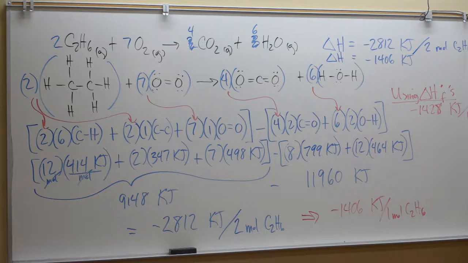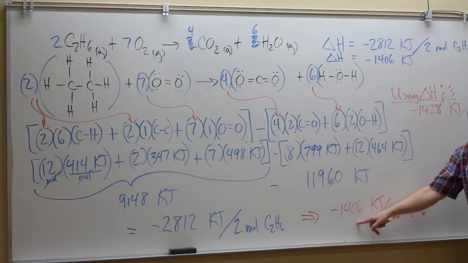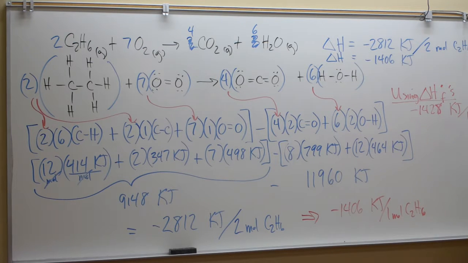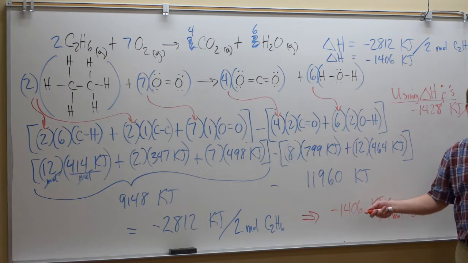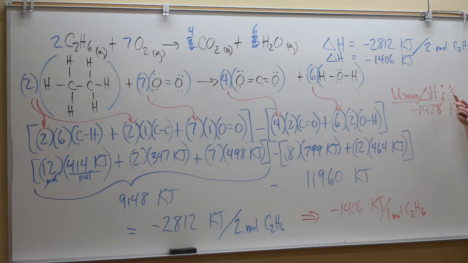Why would you ever want to use bond energies then? If this is less accurate, why would you ever use it? Well, because sometimes the heats of formation just haven't been measured for certain compounds. And so sometimes you have to estimate what an enthalpy would be based on the average bond energies. Sometimes we don't have heats of formation for everything. We haven't done calorimetry on every compound there is.